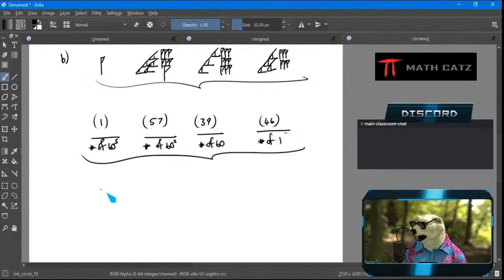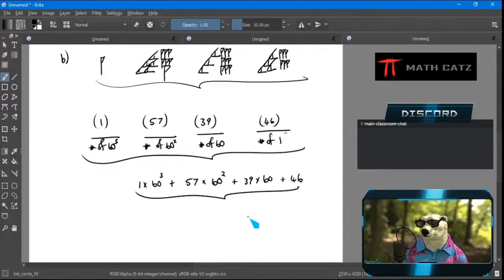And to make the steps easier for me, to not be overwhelmed and have to do a lot all in one, this then means I have one group of, maybe let's write it like this, because maybe at this stage I don't know what 60 cubed is. I can write it like that, let the calculator worry about it. 57 times 60 squared, 39 times 60, and then 46. And let's see what that is.